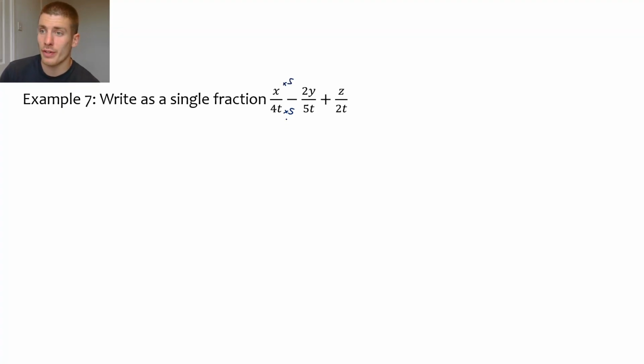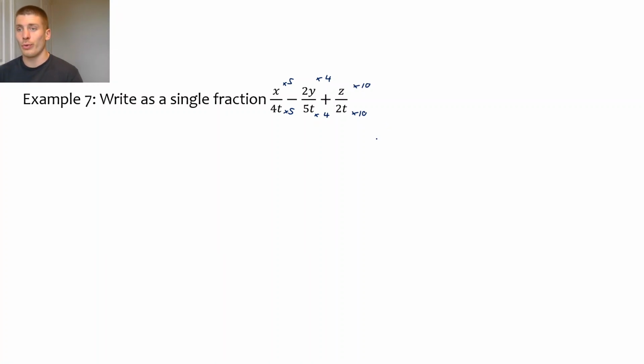We're going to have equivalent fractions going on. We can do with the second fraction, times it by 4. 5t times by 4 gives you 20t, times the top also by 4. And with the 2t, times that by 10 to get 20t, times the top also by 10.